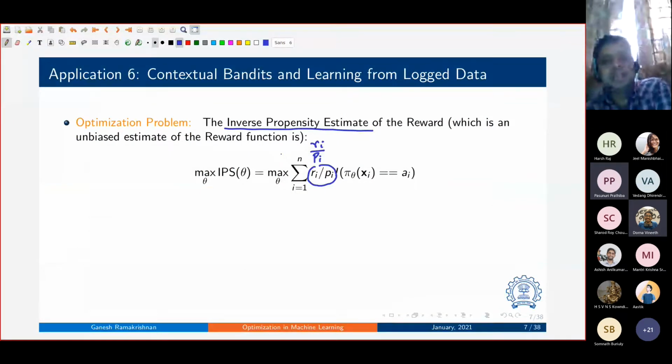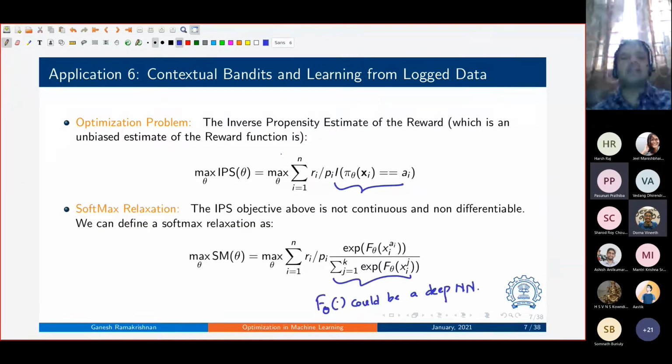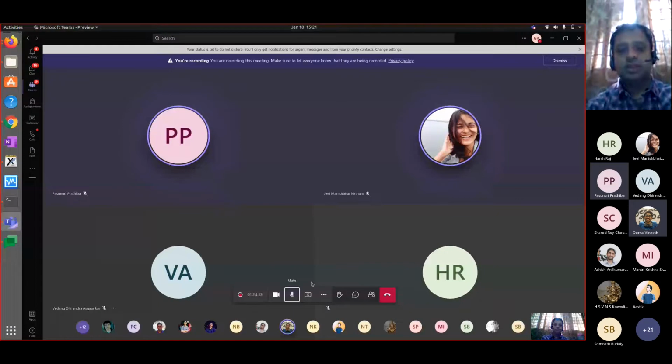Is this clear? Yes, sir. The default is just all uniform, but if there's a propensity, it's good to account for that in the loss function, or in this case, the gain function, the reward function. This is an overall reward function, so it's a maximization problem, not minimization. Is that clear? Yes, sir.